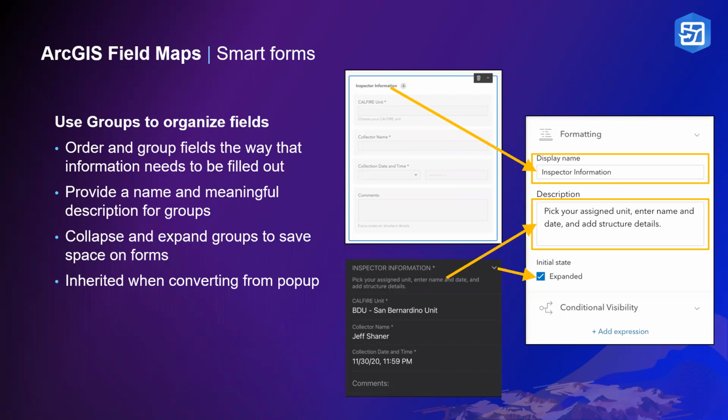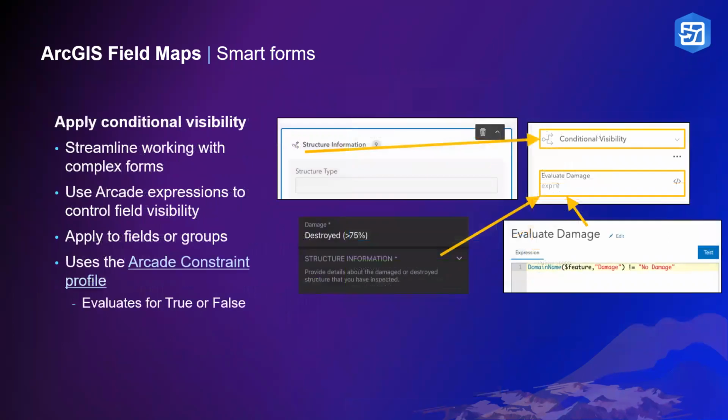And you will inherit stuff when you convert from a pop-up. So if the pop-up had a title, it'll automatically create a group with that title. Okay, so that just gives you a start.